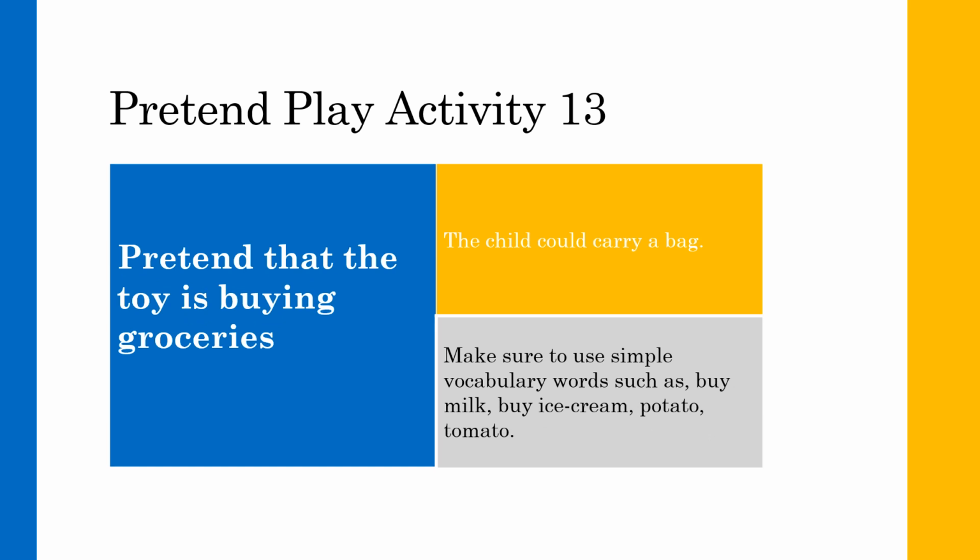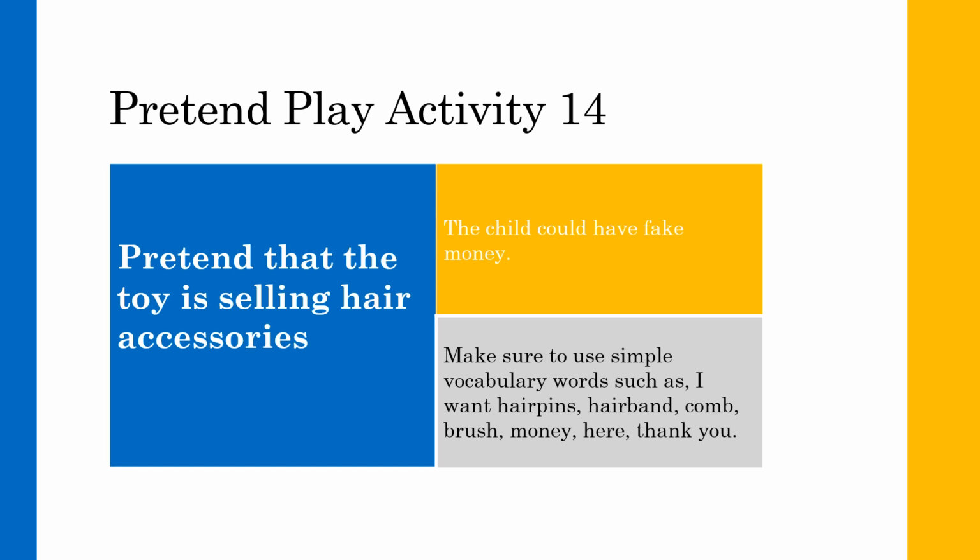Pretend that the toy is buying groceries. The child could carry a bag. Make sure to use words such as buy milk, buy ice cream, potato, tomato, apples, pear, bread. Pretend that the toy is selling hair accessories. The child could have some fake money. Make sure to use simple vocabulary words such as I want hairpins, hairband, comb, brush, money, here, thank you.